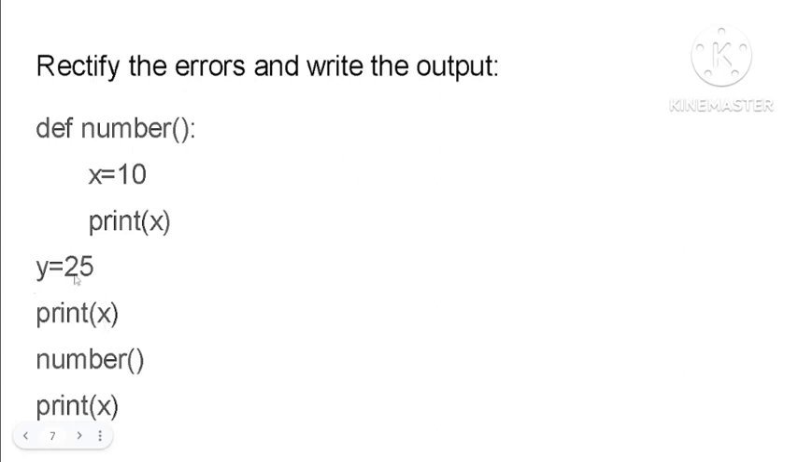y is 25, which is a global variable. print x. I'm trying to print x, but there is no x in the global scope. x is a local variable. So trying to print x here is actually wrong. You cannot print x here.